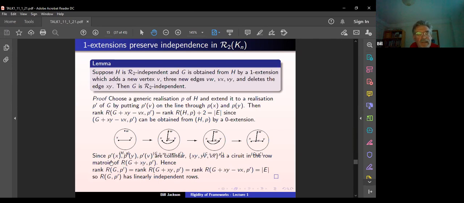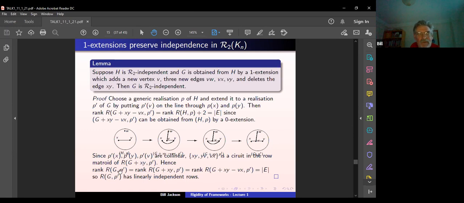So because the positions of X, Y, and V are collinear, we have a circuit in the row matroid of the rigidity matrix. So when we add the edge XY, we do not increase the rank of the corresponding rigidity matrix. And then when we delete the edge, so if we start, sorry, I'm starting from the right.